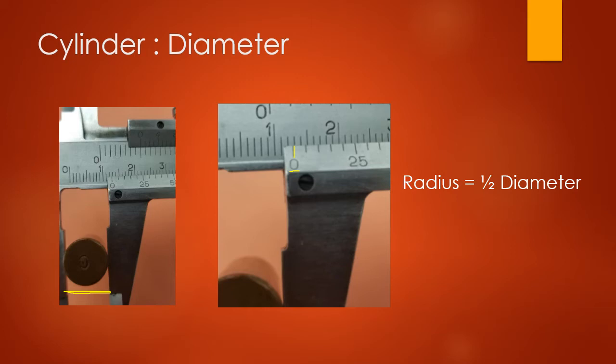Once you get that diameter measurement, it then asks you to calculate the radius of the cylinder. To do that, you're just going to take the diameter and divide it by 2, because the radius is equal to half the diameter. So whatever you get for this measurement, divide it by 2 to get the radius. Don't forget your units.